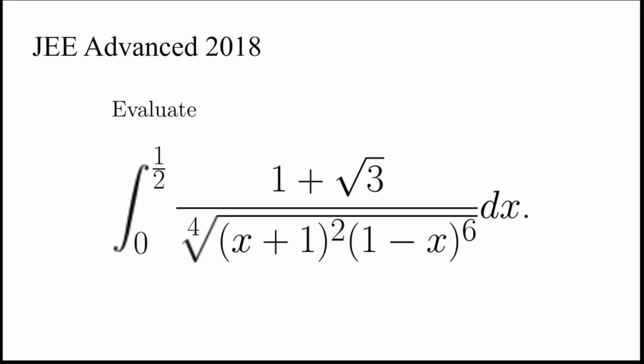Let's take a look at this integral taken from the JEE Advanced 2018: integrate from x equals 0 to 1/2 of 1 plus square root of 3 divided by the 4th root of (x plus 1) whole squared times (1 minus x) all to the power 6.